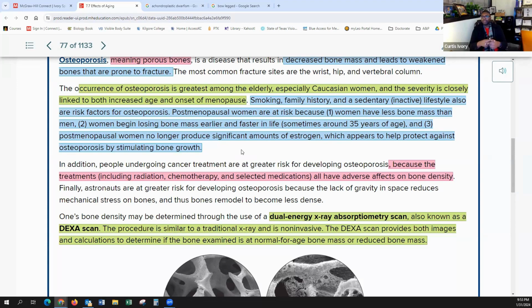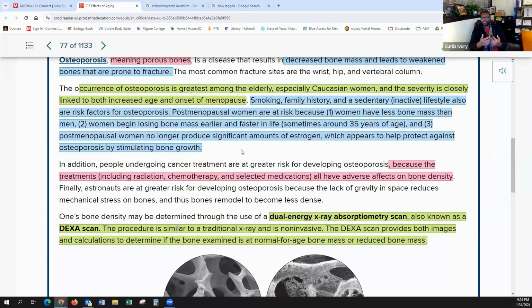That's why their stomach's going to have ulcers, because it's not producing that mucus lining that's going to protect it from the acid. Bones become more brittle because they're not able to build as fast.